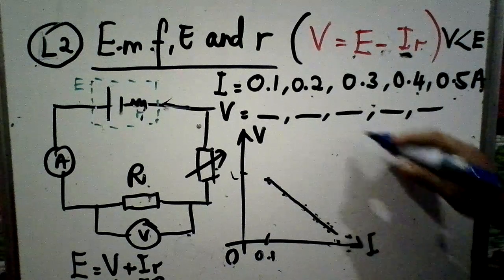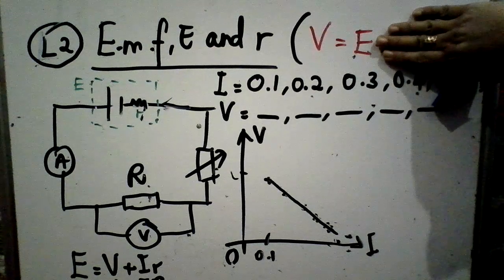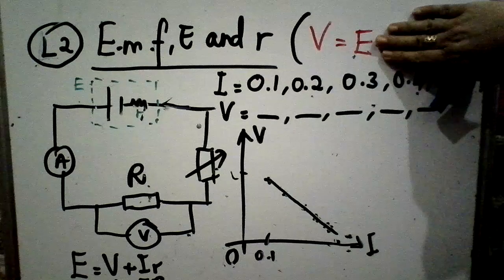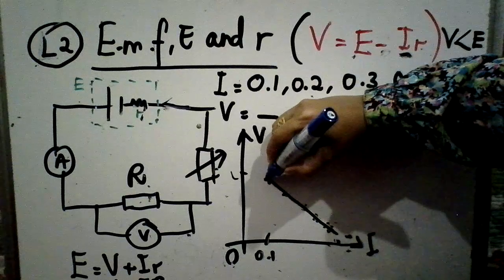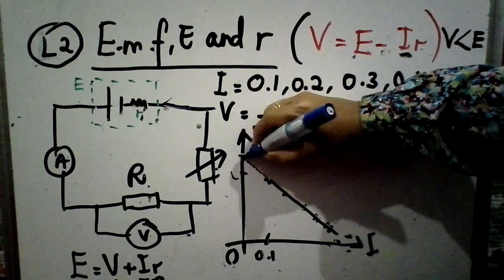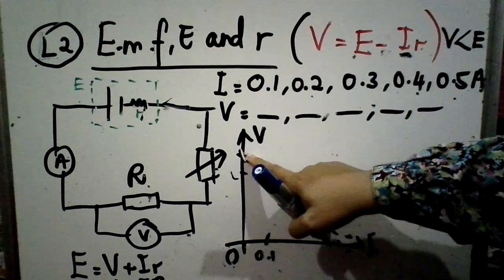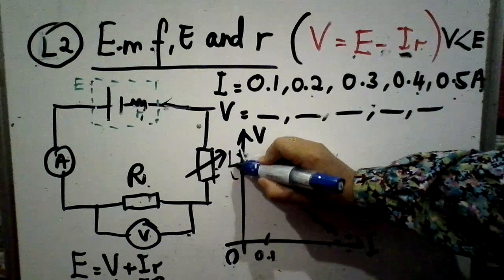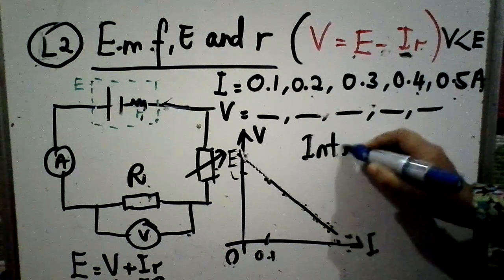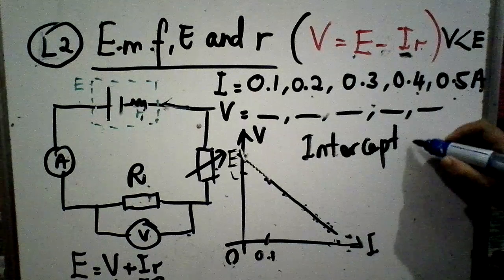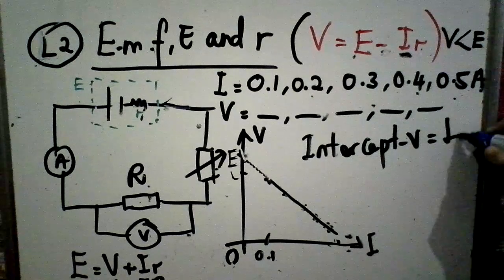Last time we discussed that when I equals 0, there is no voltage loss, meaning the reading of the voltmeter equals the EMF. So when I equals 0, meaning the intercept here, we extend the line to pass through the V axis. At this point, I equals 0, so this value here represents the EMF. So we can say that the intercept at the V axis is equivalent to EMF.